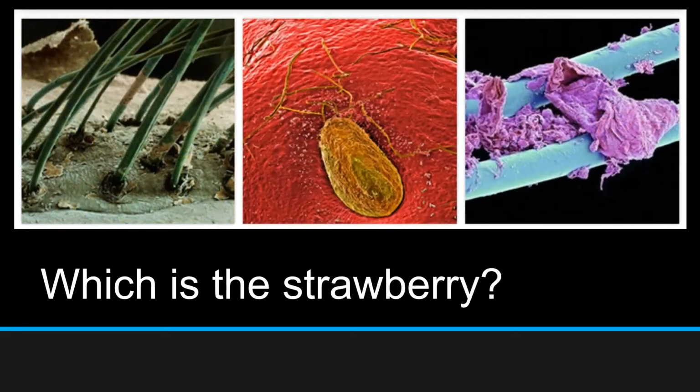Next question. Which is the strawberry? Which one of these is a strawberry under a microscope? Is it number 1, number 2 or number 3? And have a think, because it might be a different part of the strawberry than you maybe think it is. Have a really good think about what each one could be and which one you think is most likely to be the strawberry. So let's have a think. And then moving on.